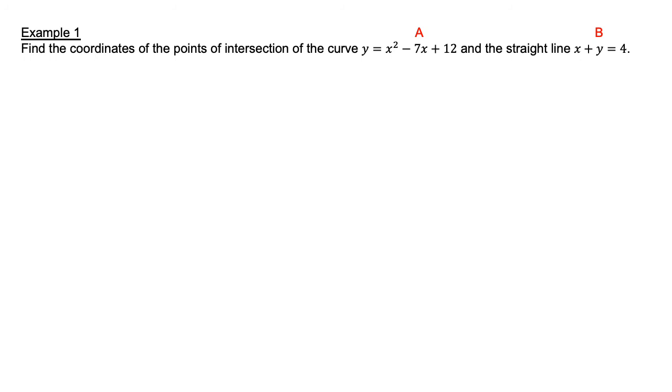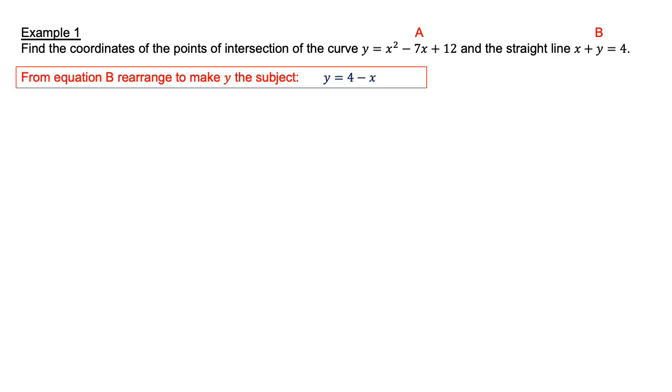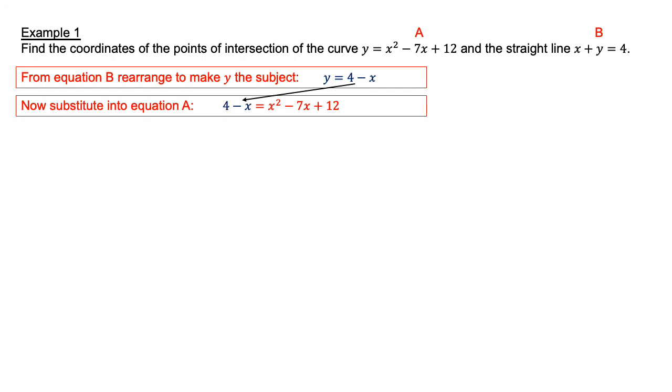And as I can see here, in equation A, we've got 1y is equal to x squared minus 7x plus 12. So I'm going to rearrange equation B and make y the subject. So that's nice and simple. Just subtract the x from both sides, which leaves us with 4 minus x. So now I've got y equals x squared minus 7x plus 12, and I've also got y equals 4 minus x. Because I'm solving these simultaneously, this is where the line and the curve meet, I now know that I can substitute my y equals 4 minus x into the other equation, equation A. So now I've got 4 minus x is equal to x squared minus 7x plus 12.